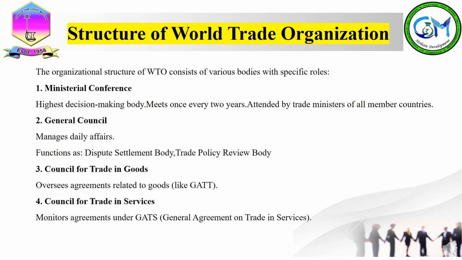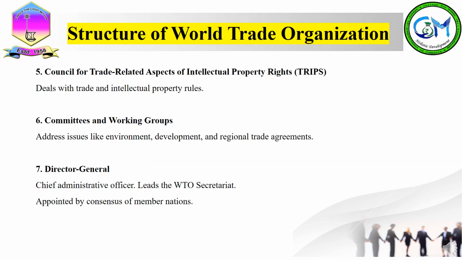The Council for Trade in Goods oversees the agreements related to goods, like GATT. The Council for Trade in Services monitors agreements under GATS, the General Agreement on Trade in Services. Then the Council for Trade-Related Aspects of Intellectual Property Rights deals with trade and intellectual property rules.